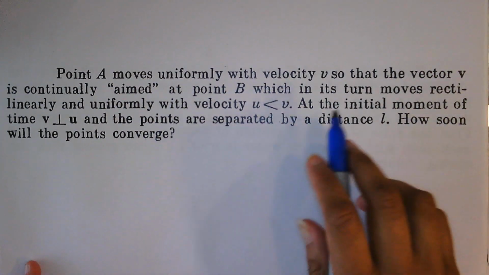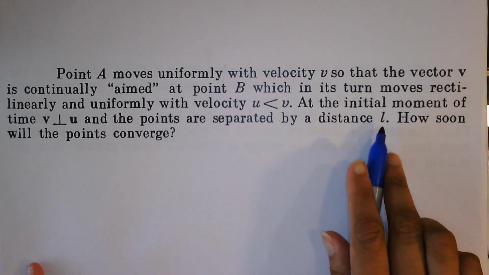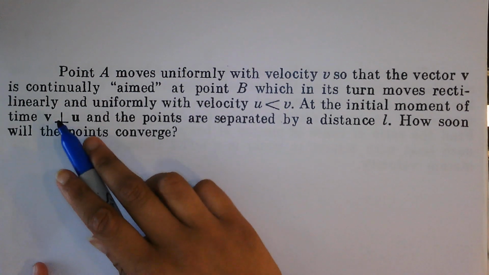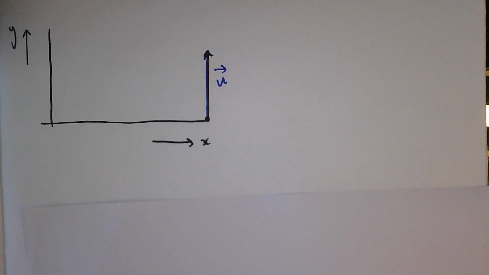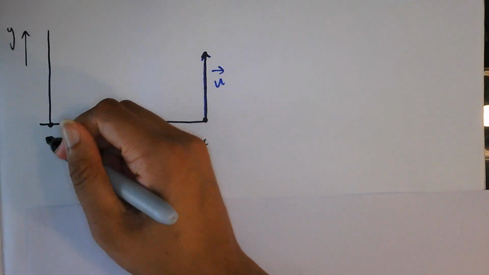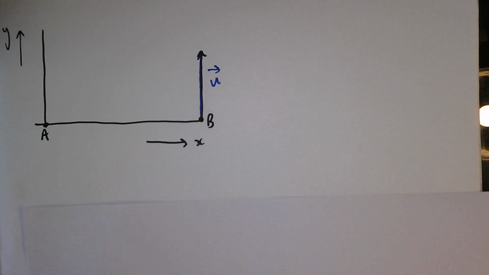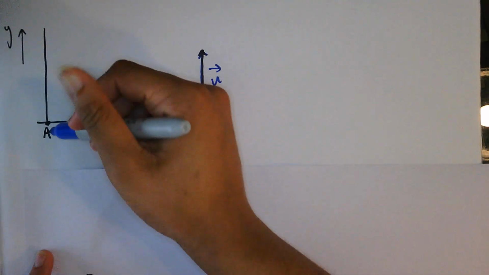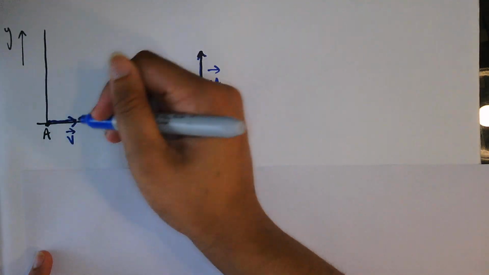Okay, and it told us that initially point A, which is a distance of L away from point B, was travelling with a velocity of v, which is perpendicular to vector u. So I'm going to say my point A is over here. There's point A, and this is point B. And initially point A was moving perpendicular to vector u, like that, and that's vector v.